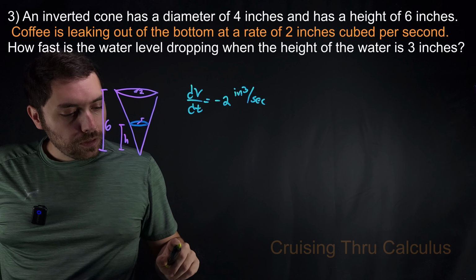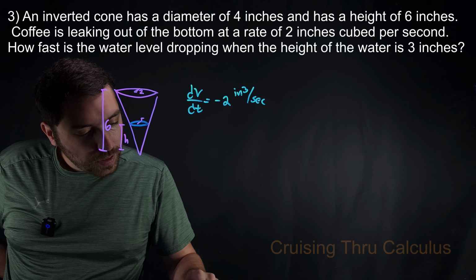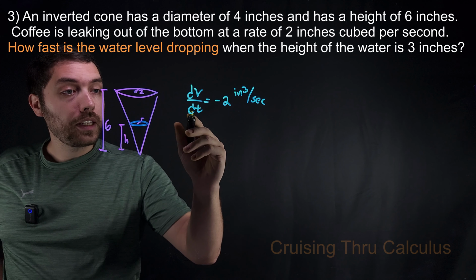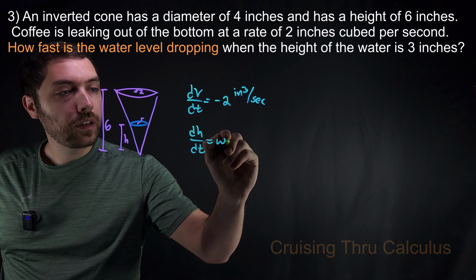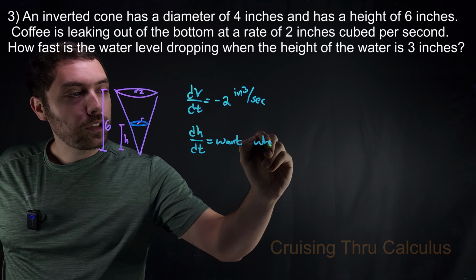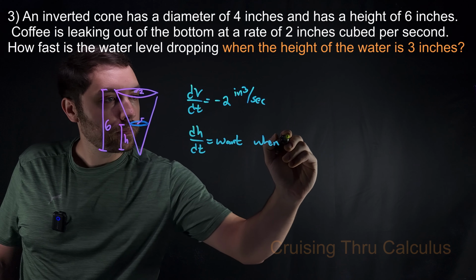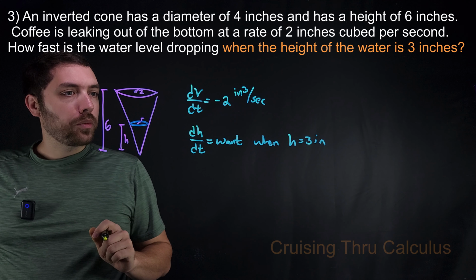Okay, what else do they tell us here? They tell us that they want us to find how fast is the water level dropping. Well, okay, that's going to be the height. So that means we're going to find the derivative of the height here, dh/dt. And we're going to do that when what happens? When the height is equal to 3 inches. All right, this is looking really good.